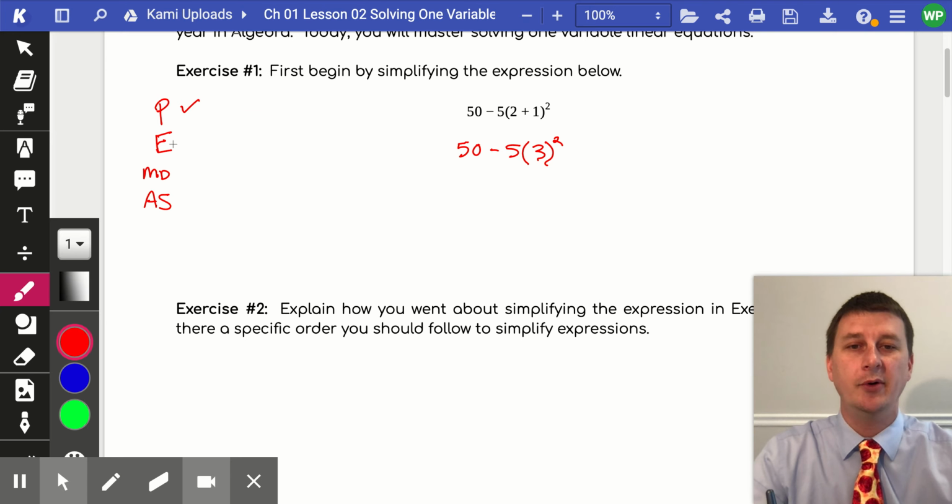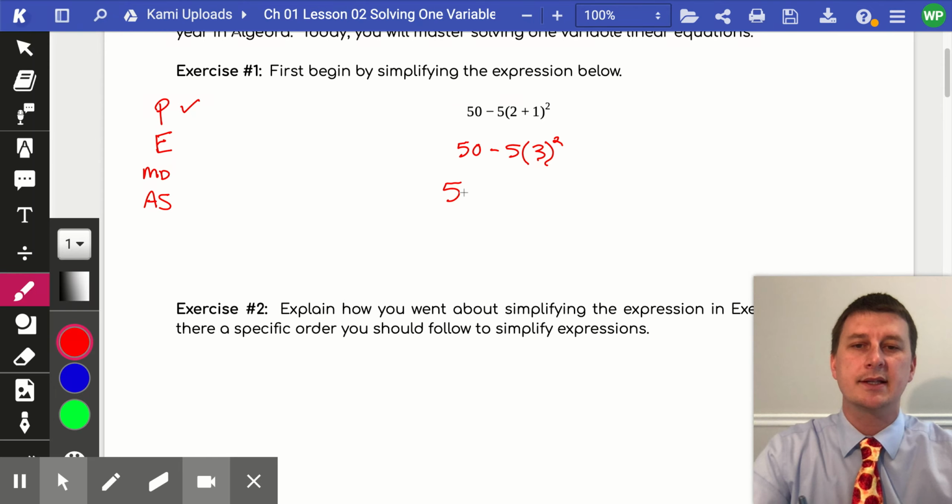So I move on to exponents. Do I see any exponents in here? And I do. I see this 2, or this squared exponent. So I could do that. And I only square what's attached to that exponent. So I'm only going to square the 3. The 5 is not attached to that exponent, so it's only going to be 3 squared.